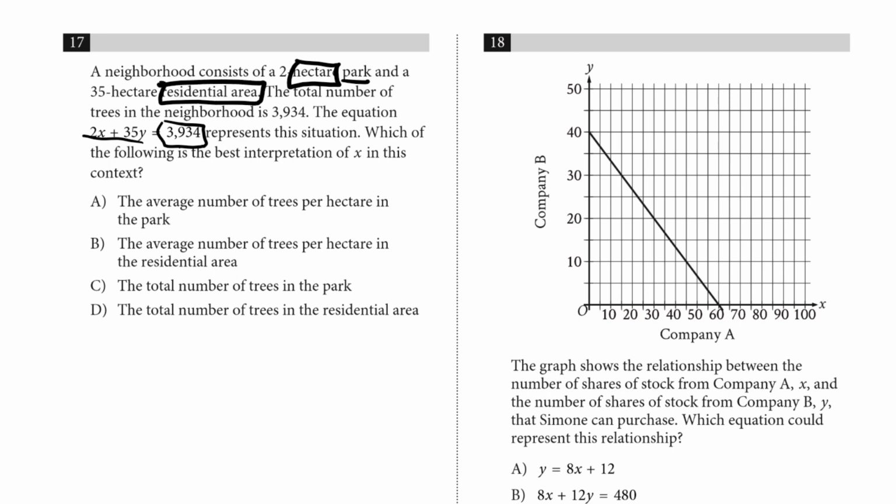So if we read the answer choices, A says the average number of trees per hectare in the park, which is what X represents. The average number of trees per hectare in the residential area, that would be represented by Y. The total number of trees in the park, that's the 3,934. And the total number of trees in the residential area, that's the 35 times y. So the answer is A.